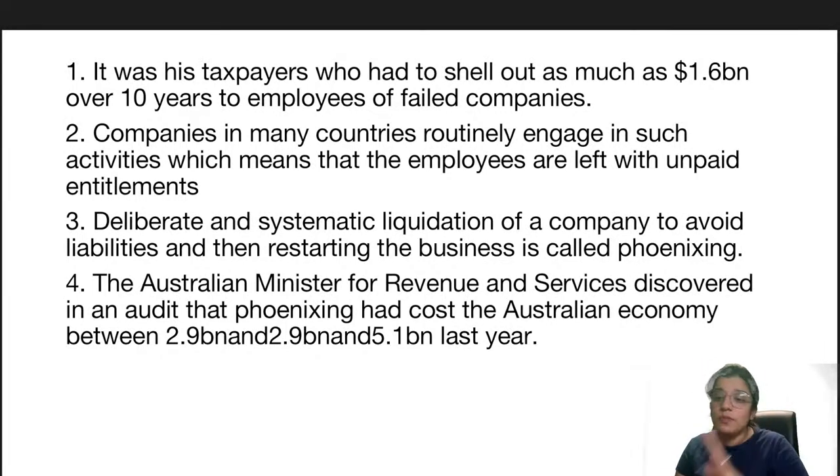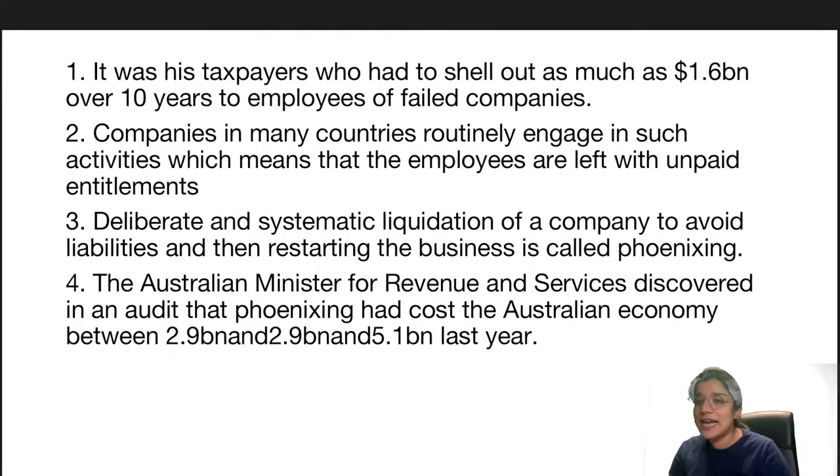Now we have one more pair. Which pair is it? Fourth and first option. Right, exactly, Ishika, correct. What is written in the fourth option? The Australian Minister for Revenue and Services discovered in an audit that phoenixing had cost the Australian economy between 2.9 billion and 5.1 billion last year. Now you know that the fourth and the first option are also making a clear pair with each other. Why? Because of the pronoun his. Who will this pronoun his be used for? There is just one person talked about in the paragraph, and he is the Australian minister. So the fourth and the first option are clearly making a pair.